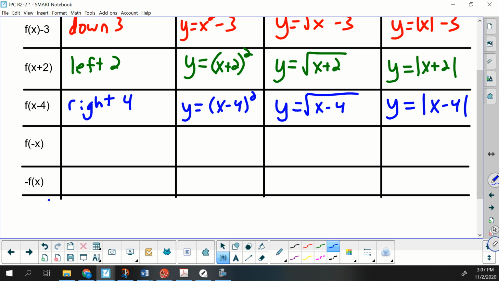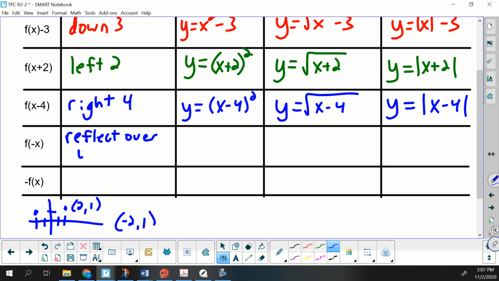So the next one, we're negating the x. So I want to draw a picture. Let's say we had the point 2, 1. Well, if you negate the x value, that would make it be negative 2, 1. Well, negative 2, 1 is now over here. If we went from 2, 1 to negative 2, 1, what that caused is a reflection over the y-axis. So if you negate the x, it reflects over the opposite axis. It reflects over the y-axis. So this is reflect over y-axis.